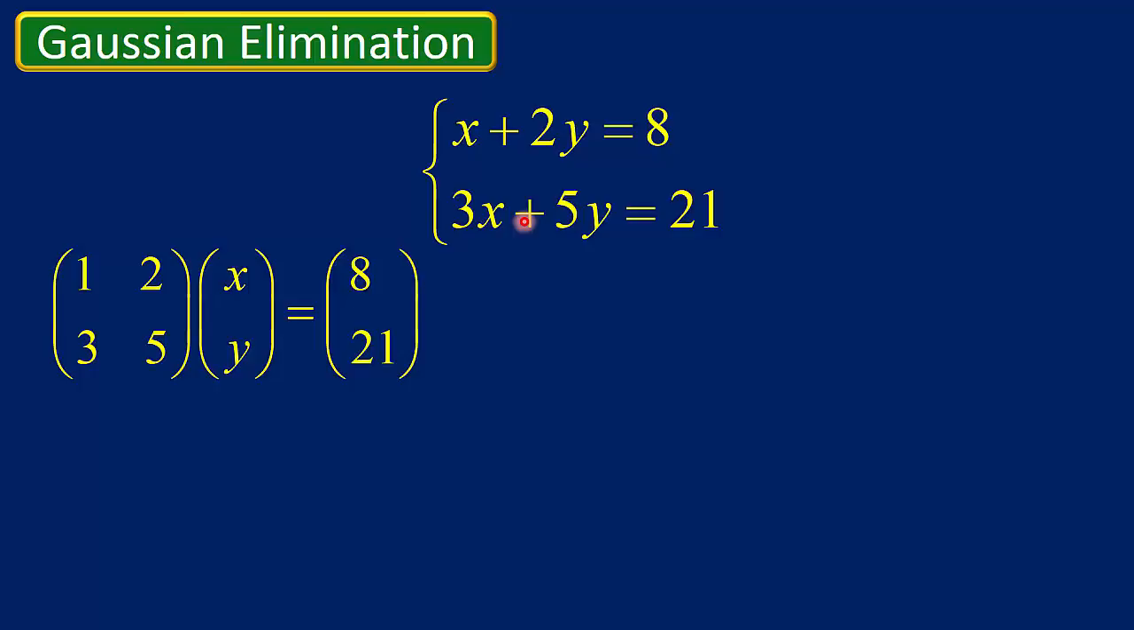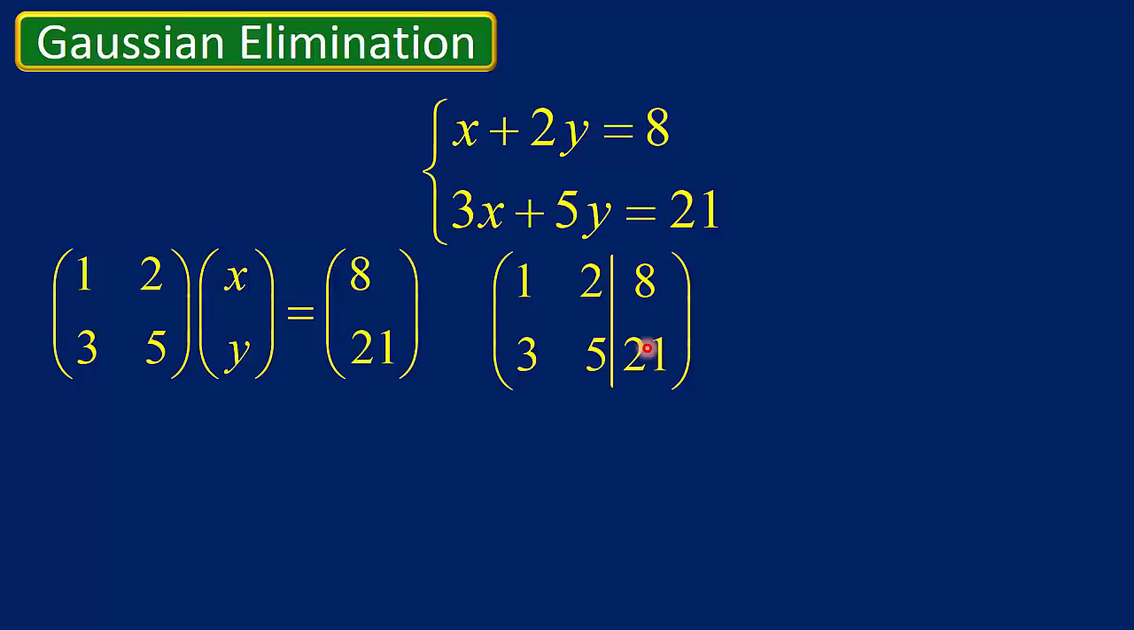Now, I want to do some work with this matrix, and I don't really need this x y there. I'm just going to remember that I have a variable. This is the x column, and this is the y column. So I'll just keep that in mind, and let me take out this whole matrix right here and rewrite this whole thing this way. I just understand that this is the column of the x's and this is the column for the y's. I've got 1, 3, 2, 5, and then equals 8 and 21 over here.